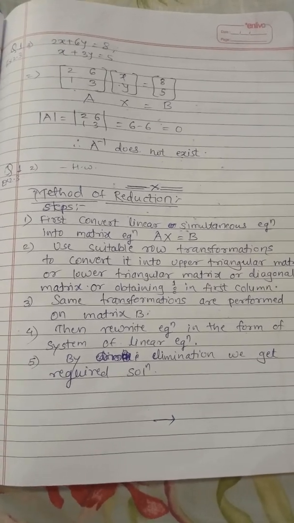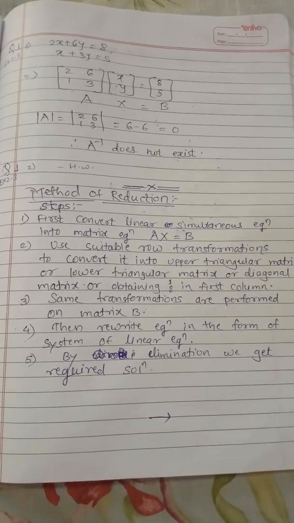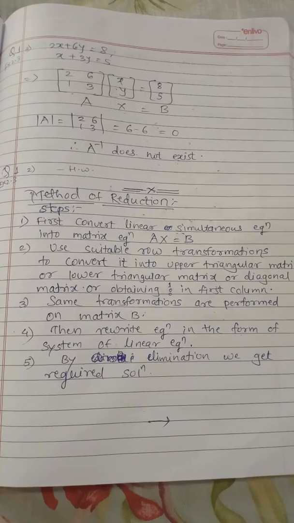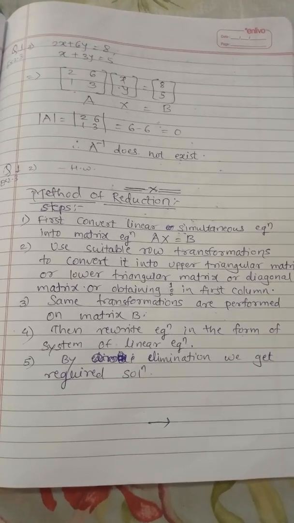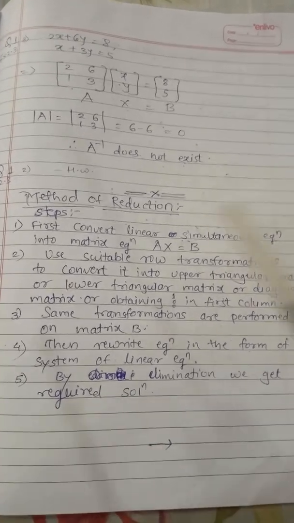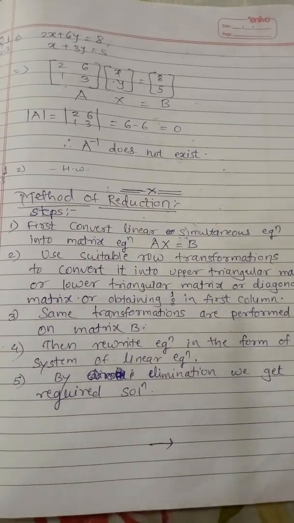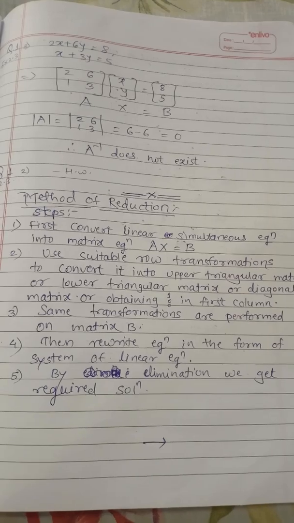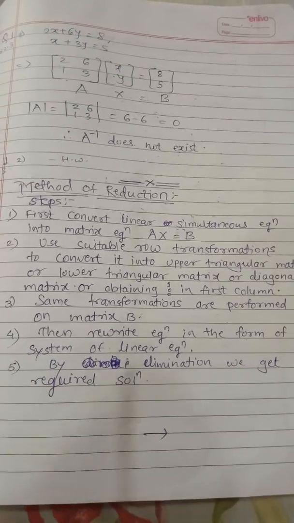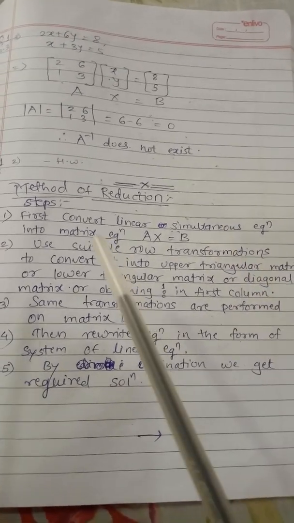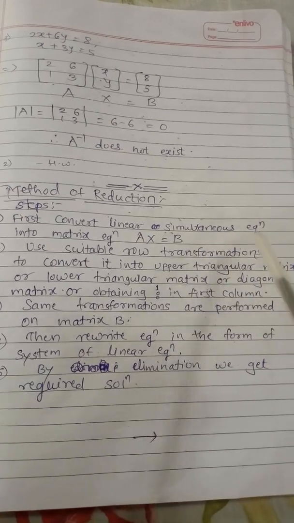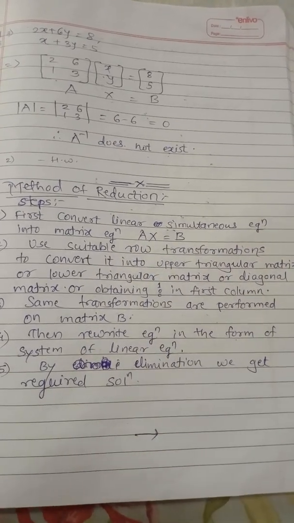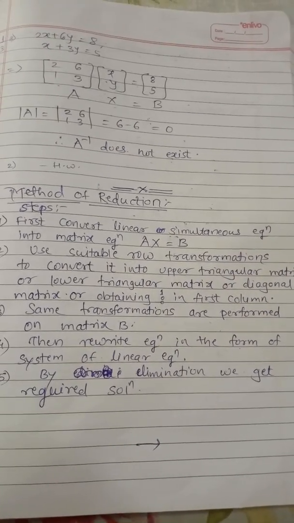Hello students, so I'm now going to continue the chapter Matrices of 12th standard, and today we're going to learn the method of reduction, which is used to find out the solutions of linear simultaneous equations. The steps involved in this method are: first, we have to convert these linear simultaneous equations into the matrix equation, that is AX = B.